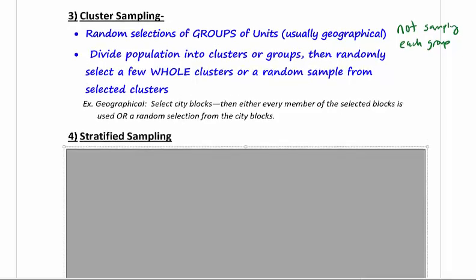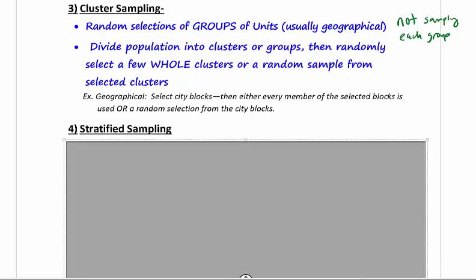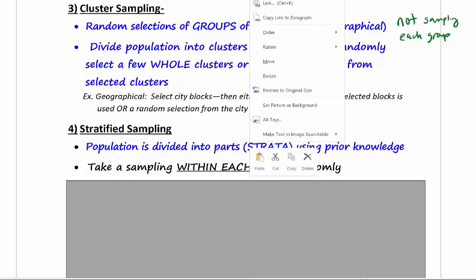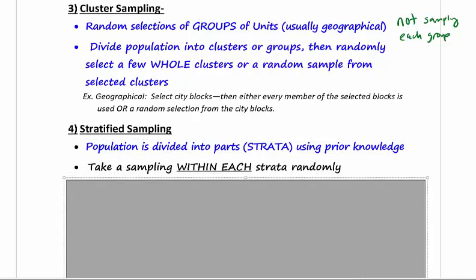Number 4 is the other one that's easily confused with number 3. Stratified also deals with groupings, but there's more information that's used to do these groupings. The population is divided into parts, which is similar to the idea of a group, but we call them strata when we're talking about stratified sampling. The key here is you're using prior knowledge to divide up the groups. So the population is divided into parts using prior knowledge, and then you're taking a sample within each stratum randomly.